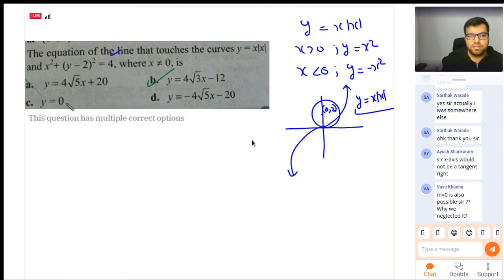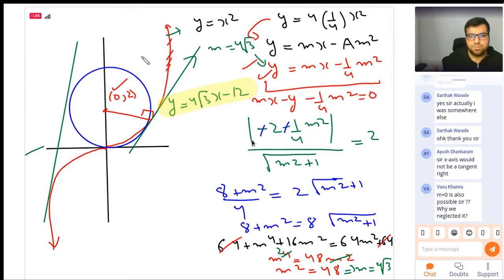Now similarly, you will consider case 2. Let me duplicate this slide, wait. So one tangent, you got the answer for that. Now for the second part, you remove all this.